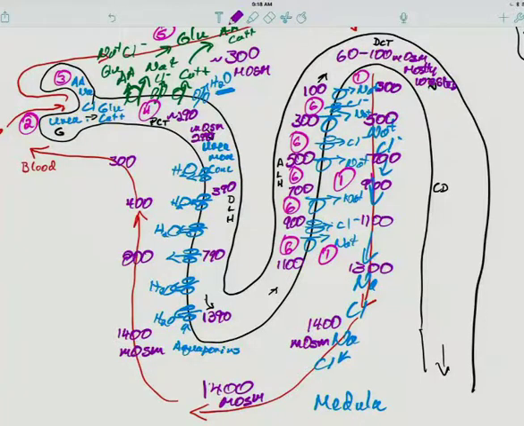Okay, so what have we done? We've gotten waste molecules and valuable molecules, small ones, into the tubule. We've recovered the good ones, left behind the wastes. We've concentrated the wastes. So from here to here, we've concentrated the waste by about tenfold. Okay, we've taken 90% or more of the water out. So the wastes here are now somewhat more concentrated. Okay, and as we go up here, we recover the salt. So the wastes are still somewhere between 10 and 100 times more concentrated.